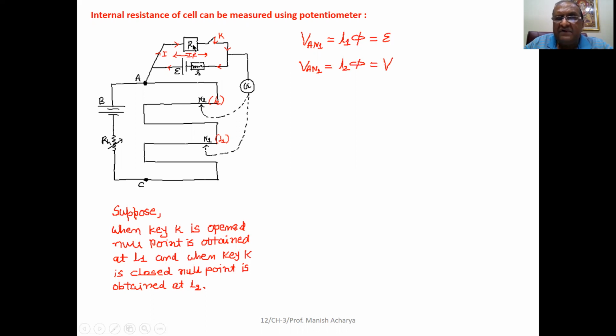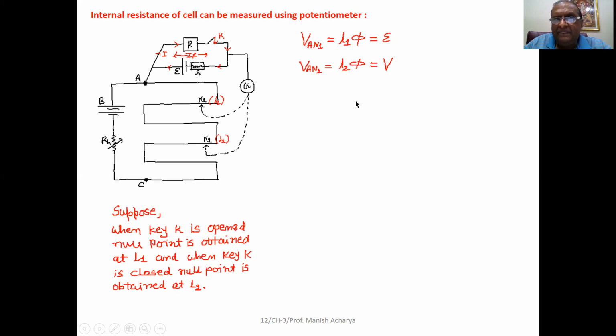So the potential difference across this resistance, that is IR, will be the same across the two terminals of the cell, because this is a parallel combination. And now for this connection, suppose the null point on the potentiometer is obtained at position N2, and the length of the potentiometer wire to obtain this null point is L2.